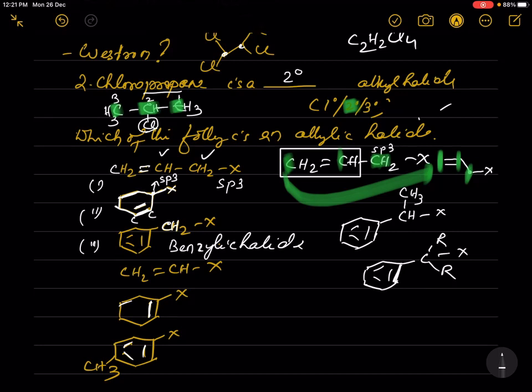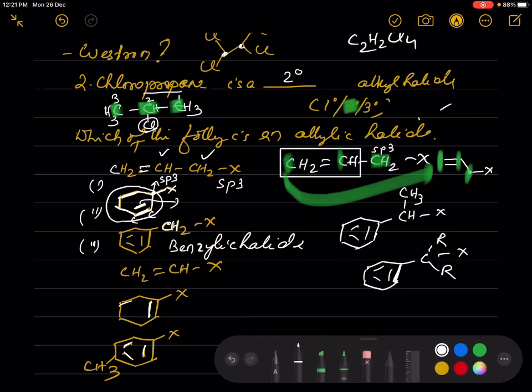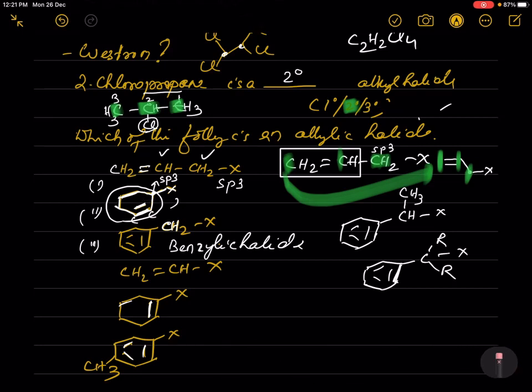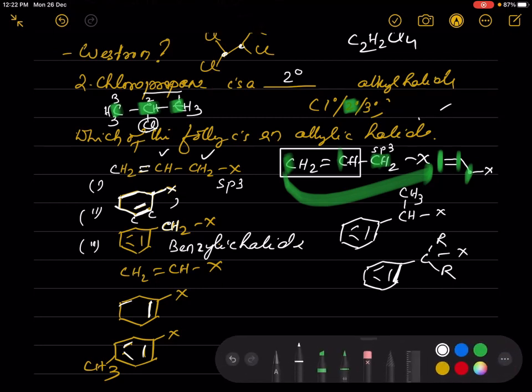And here you see, most students tell this one is a phenyl group, but there is only one double bond. This is not a phenyl group, or this is not a substituent of benzene. So be careful giving the answer. There is one double bond, so this is not a benzene ring. So this is also an allylic halide. Both 1 and 2 are allylic halides.